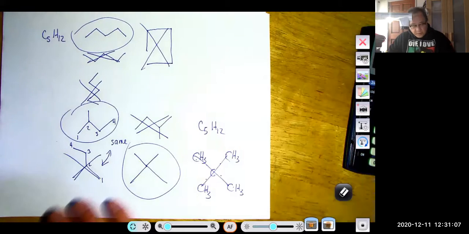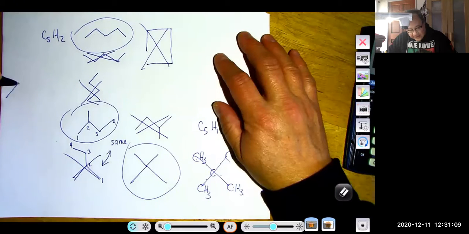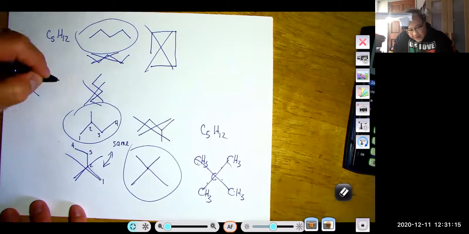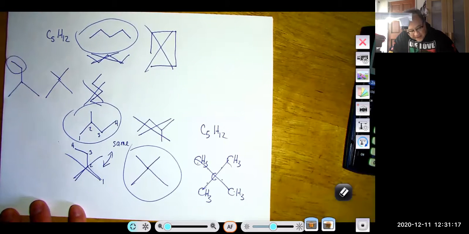So what I'm trying to point out to you is that when you're putting the other carbons on these structures, you can put them on together or you can put them on separately. Can I do this? Is this okay?